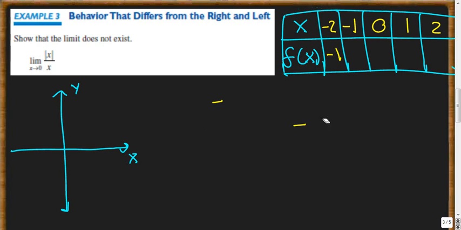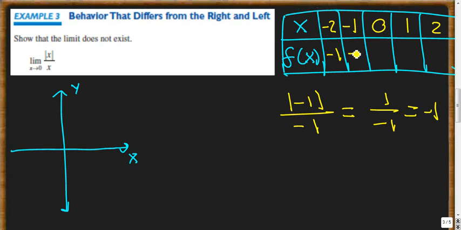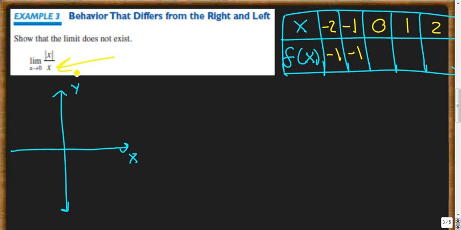If I do the same thing for -1, I get the absolute value of -1 over -1, which gives me 1 over -1, which gives me -1. Lots of -1s. We can't plug in 0 because we can't divide by 0. That's not in our domain, so there's really no value here. Doesn't mean that it can't have a limit, though. So let's look on the other side.